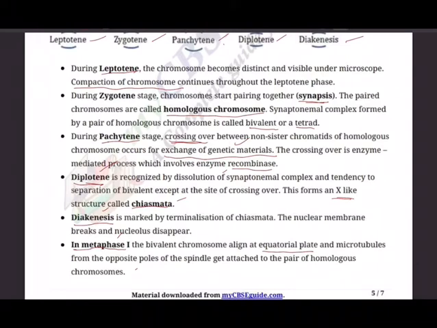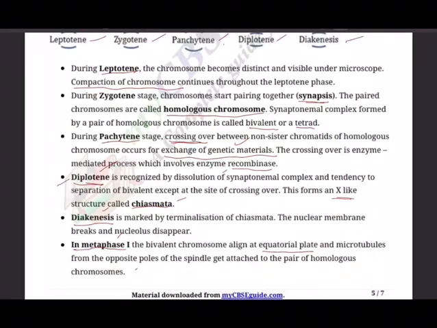chiasmata. And in some of the vertebrates, particularly in the oocytes of some of the vertebrates, the diplotene stage can last for months or years. So that's why this is the longest subphase of prophase 1.